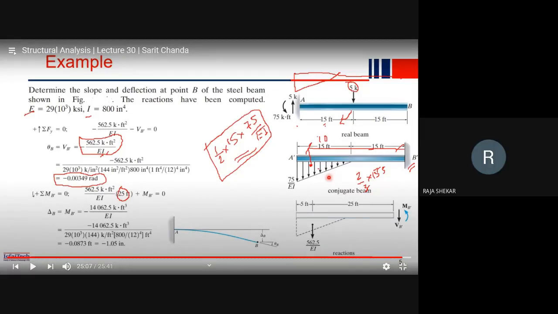Sir, the moment in the conjugate beam will be equal to the deflection, sir. Correct. Very simple, right? That's what I was saying from the beginning. So in the conjugate beam, find the shear force. That shear force is nothing but the slope in the real beam. In the conjugate beam, find the moment. That is nothing but the displacement in the real beam. So very simple.